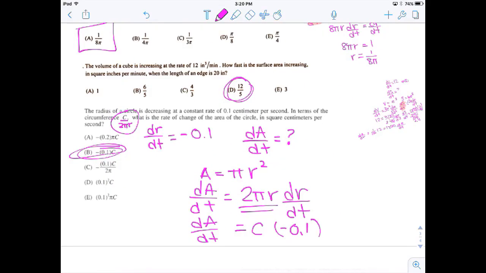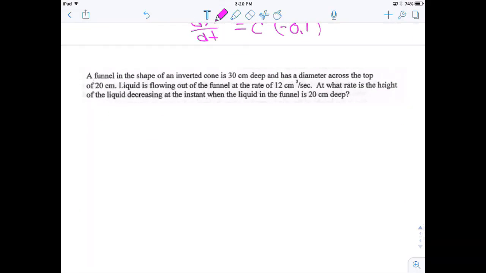Okay, last one that we're going to do, let's talk funnels. So remember when we talk about these kind of shapes, and not just funnels, but cones more likely. Funnels don't have to be cones, but this one tells you it is. So a funnel in the shape of an inverted cone is 30 centimeters deep. So we've got this cone. We know that the depth here is 30, and a diameter across the top is 20, so I know my radius is 10. And I use radius there because I know radius is the thing that's in all the equations, so it just makes more sense for me to label that.